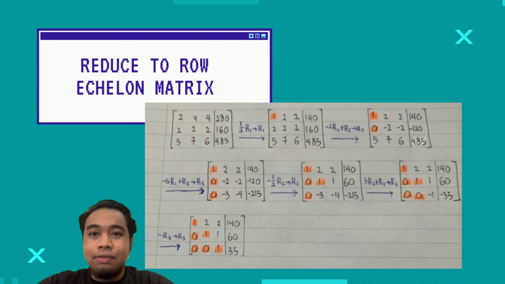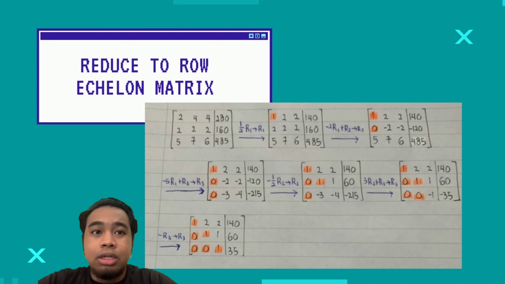After we get the row echelon form, this is one method of solving a system of linear equations. This method is called Gaussian elimination. You can reduce further, but there is another method, which is Gauss-Jordan elimination. My group members chose Gaussian elimination to solve this problem.